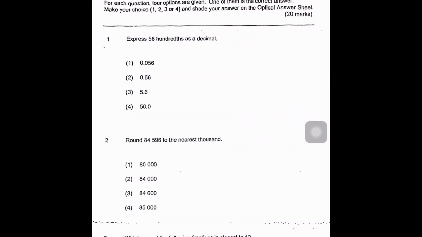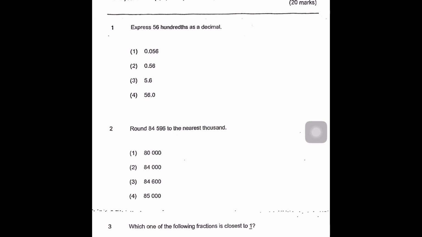Okay, hello. Today we're gonna go through this math paper. First, let's start with the MCQ section.